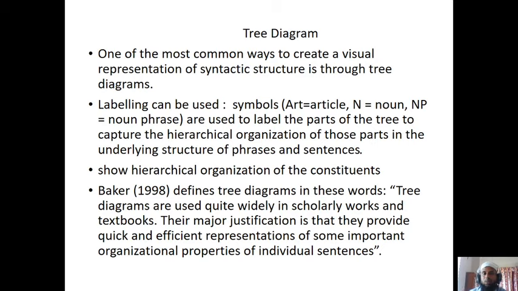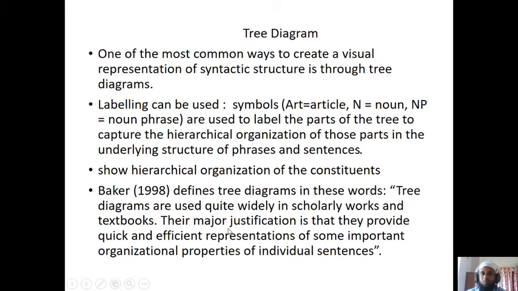So a tree diagram is a kind of upside-down tree. The root is on the top and the branches are down. So it shows the hierarchical organization of the constituents from sentences to the ultimate constituents. Baker defines tree diagrams in these words. Tree diagrams are used quite widely in scholarly works and textbooks. Their major justification is that they provide a quick and efficient representation of some important organizational properties of individual sentences.